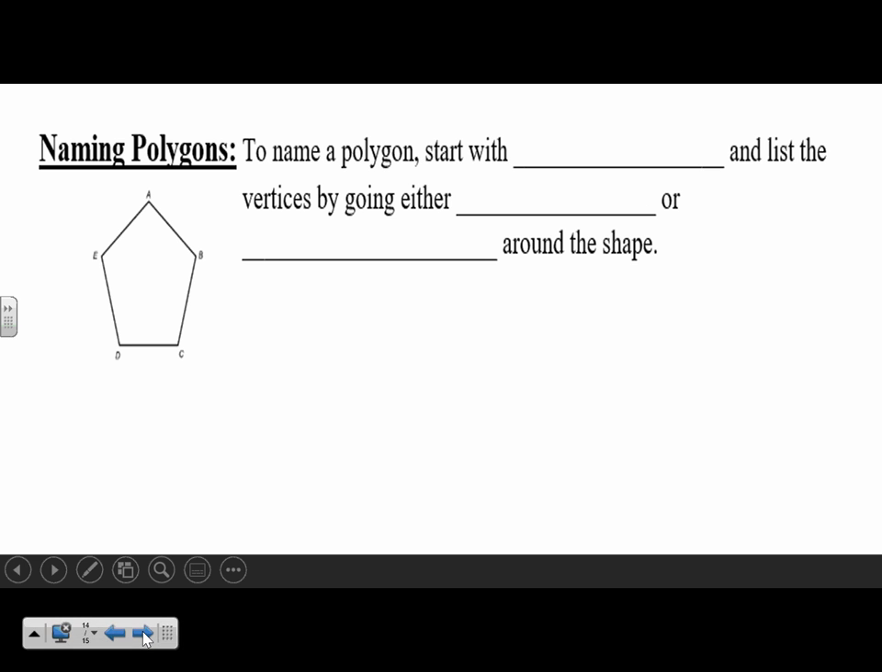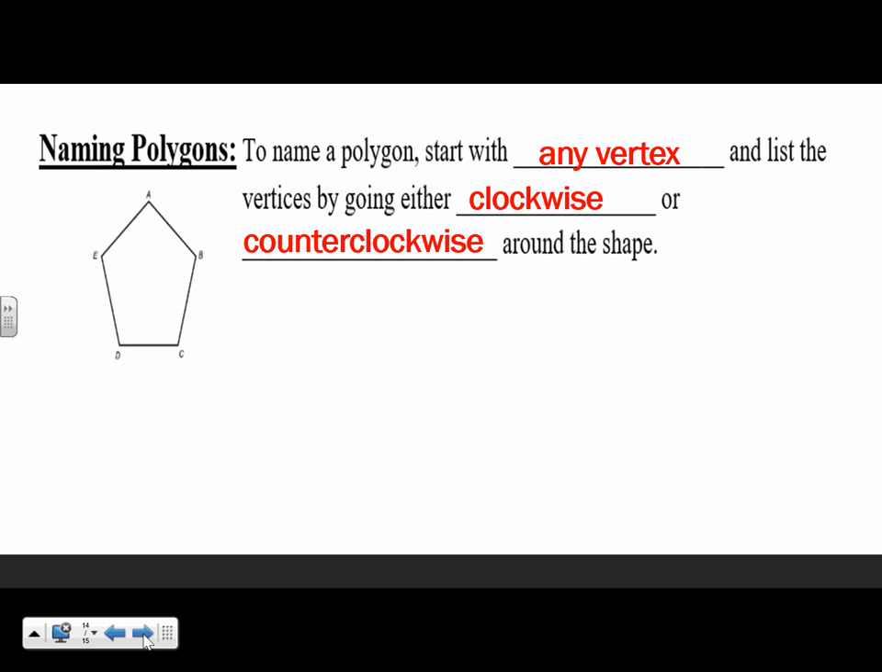Now, naming polygons. Again, you should know this from when we did similarity statements, when we did some quadrilaterals, maybe some pentagons in there. To name a polygon, you have to start with any vertex. It doesn't matter which one. And then you list the vertices by either going clockwise or counterclockwise around the shape.